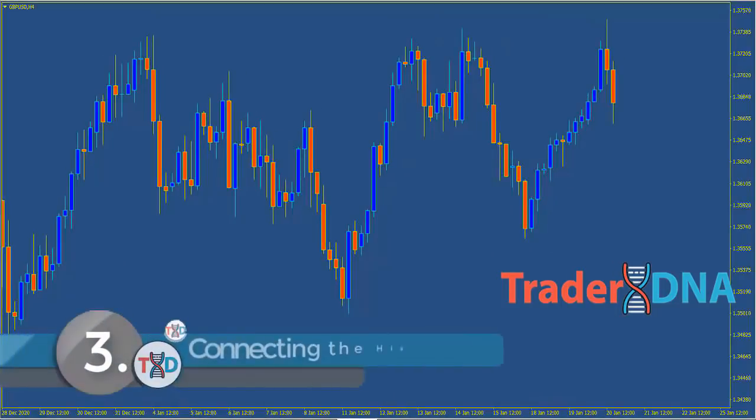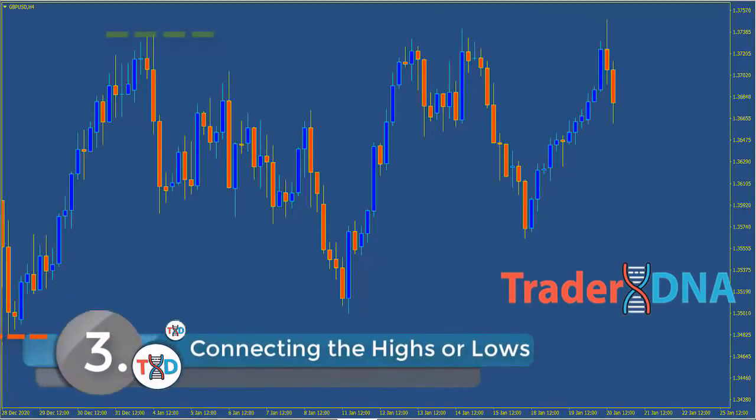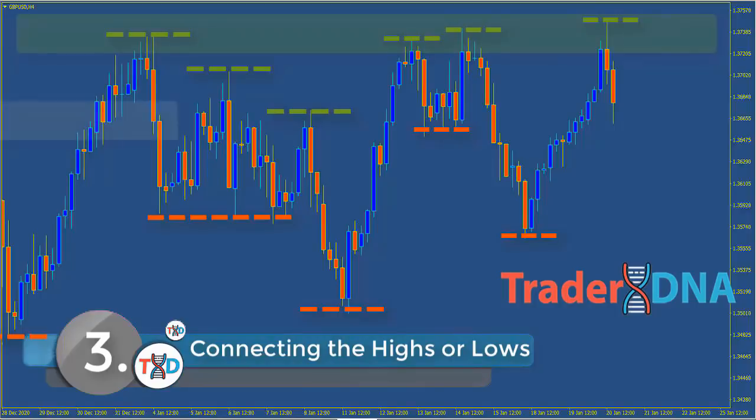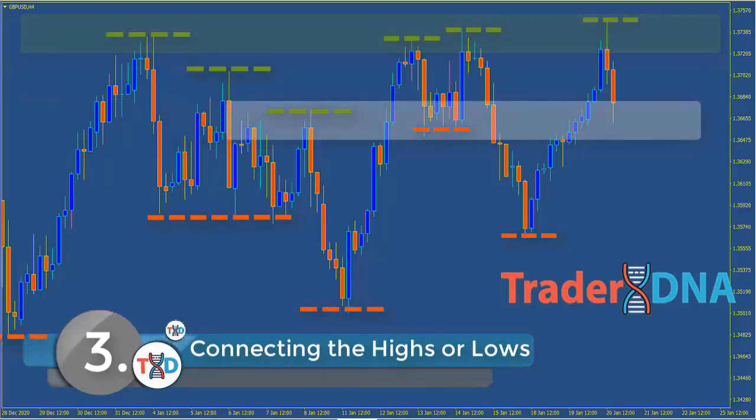Step 3. Add areas to connect the highs or lows. The last step in drawing support and resistance zones consists of linking the highs and lows you identified with horizontal rectangles. Those will become your main support and resistance zones. There is almost no way that the zones you draw will lie exactly on all the highs and lows you identified. That is totally normal, be okay with it.